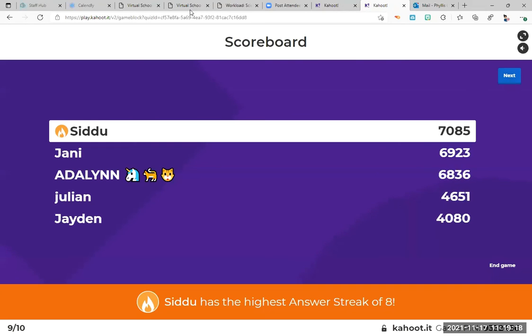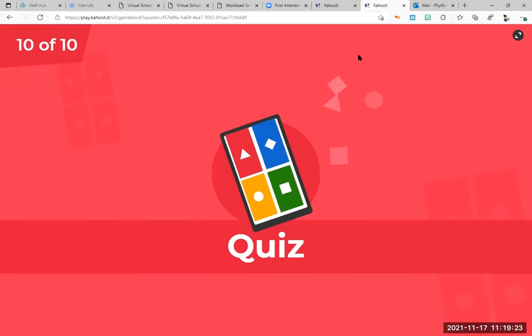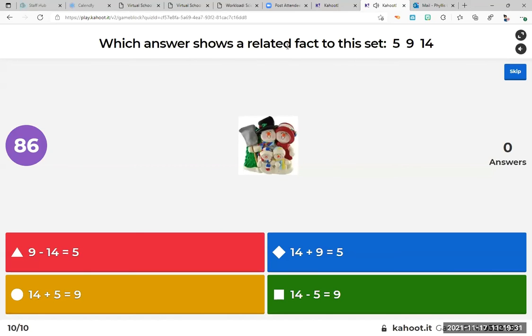Here we go. The next one is... Wow, Siddharth, you're on fire. Last question. We got this. Which answer shows a related fact to this set of numbers? 5 and 9, those are the parts. 14's the whole number. And it has to make sense. Look at that blue one, how that does not make sense. That's a silly sentence. False, right?